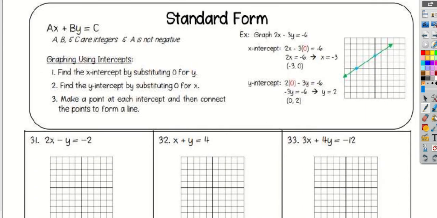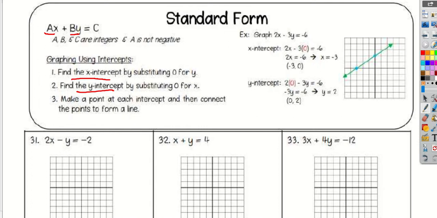The other type of graph we're going to take a look at is standard form. So in standard form, A, B, and C are given, and A and B are essentially just the intercepts on the x and y axis. So the A is never going to be negative. We want to keep it positive. So if you're going to graph, we want to find both the x and y intercept essentially by plugging 0 in for y. And then at that point, we're just going to put points there and then connect the line.